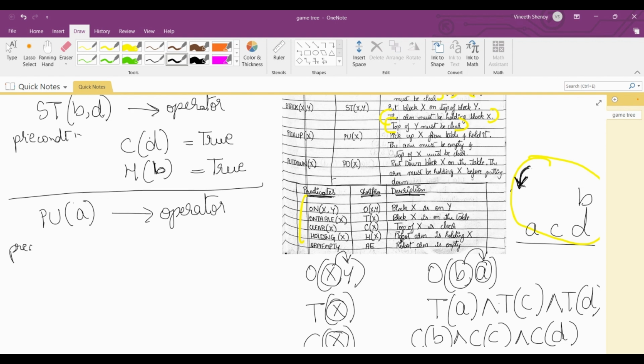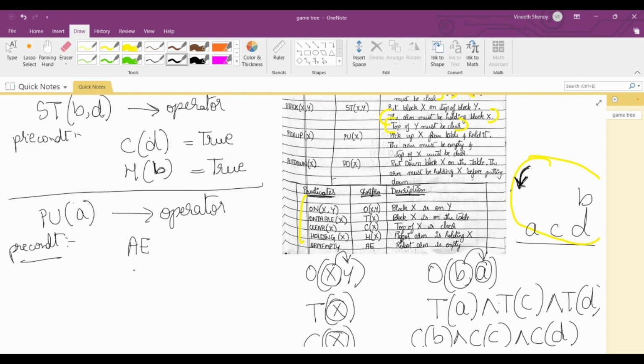Now even this has some preconditions. What could be the preconditions for pickup of A? First thing, the operation pickup can only be used if that block is on the table. In case the block is over another block, then obviously we'll use the unstack operation and not the pickup operation. So pickup operation is used if that block is the last block or the block that is directly on the table.